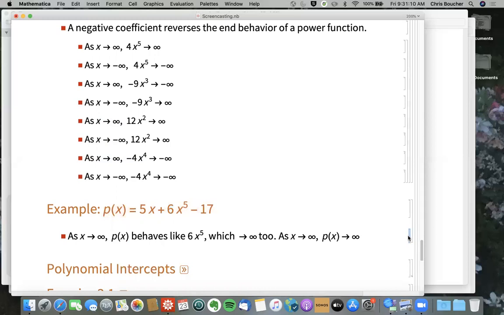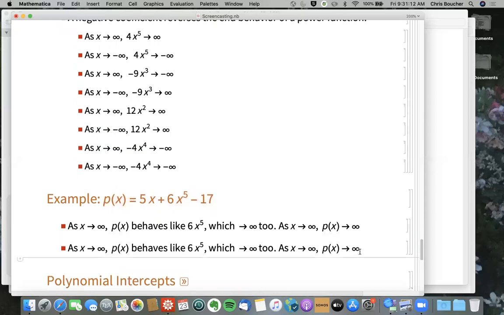As x goes to minus infinity, let's do that example as well. So let's put a minus in here and see what happens. Still behaves like its leading term, but this time the power function would go to negative infinity, right? Because x is going to the left. Positive coefficient won't change that, so the polynomial goes to minus infinity too.